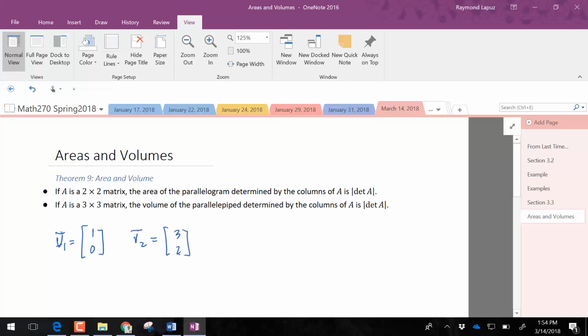So if we take a look at this geometrically, the 1, 0 vector is just this thing here, and the 3, 2 vector is right here. So if we take a look at this parallelogram, this should be easy to do. We can find this without using vectors, right? Find the area of this. How do you find the area of this? It's a parallelogram, base times height. So the base is 1, the height is 2, so the answer should be 2, right?